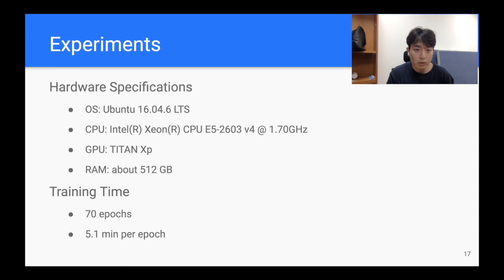To train our model, we use the following specification. The operating system is Ubuntu 16.04. The CPU is an Intel Xeon. For the GPU, a Titan XP was used, with 512 GB of RAM. With this specification, we trained this model for 70 iterations in total, and it took 5 minutes per iteration.